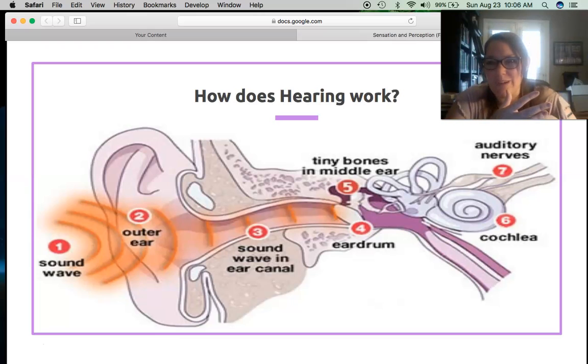So how does hearing work in the first place? First of all, we have sound waves that are entering into our outer ear, being funneled through the ear canal and hitting our eardrum and our tiny little middle ear bones. Those vibrations in the middle ear, those little bones and the eardrum, are going to cause vibrations, which are going to cause an electrical impulse going through the cochlea. And those electrical impulses from the cochlea are going to go into our auditory nerve and into our temporal lobe.